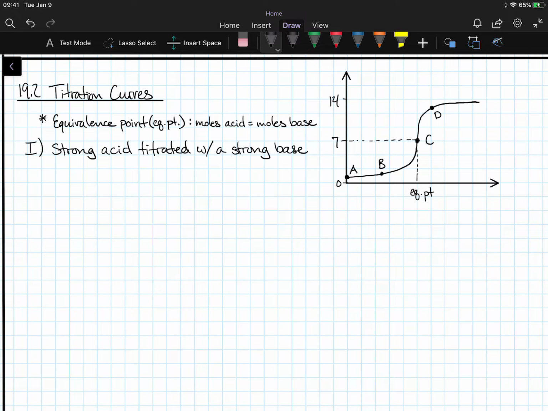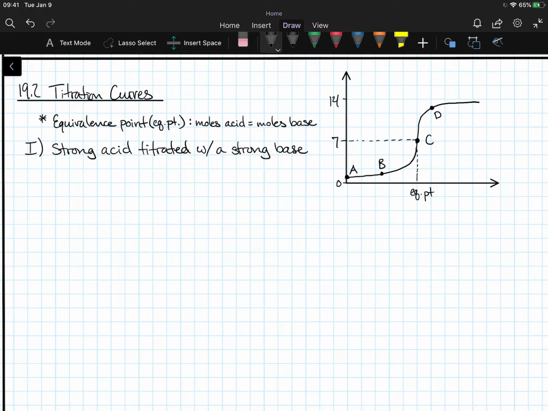Okay, now it's time to begin tackling titration curves. So this is the beginning of section 19.2. I will try my best to go into as much detail as I can about these, but if you're confused, you can always go back and replay the video, or I highly encourage you to read your textbook about this.